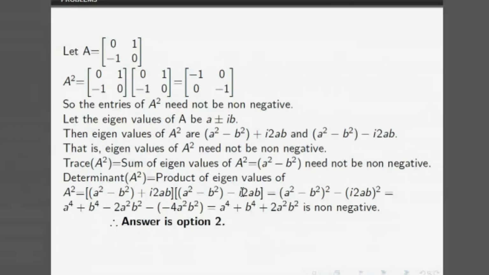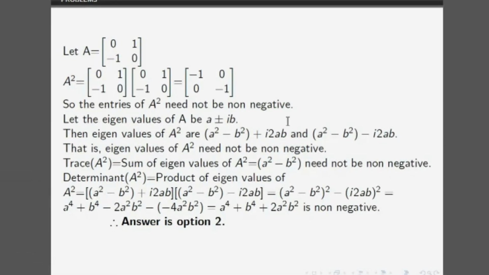Any clarification? I think the solution is a bit incomplete, as you have taken the eigenvalues to be a plus minus ib, which are complex, but eigenvalues can be real as well. Yeah, you take b to be 0. That will be enough, no? Ma'am, but that will make both eigenvalues a. So eigenvalues can be x, y as well. And if we take b as 0, then that will make both the eigenvalues a.